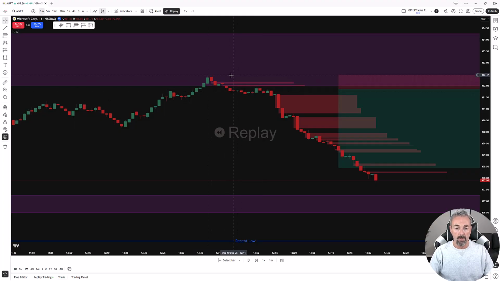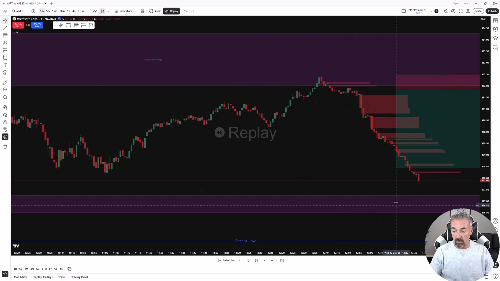The stop was above the level here. If it took me out, it would have been -1R. I took profit at +3R. And yes, the stock kept on going. It made its way to this zone of liquidity over here before reversing. So, +3R winner on Microsoft.